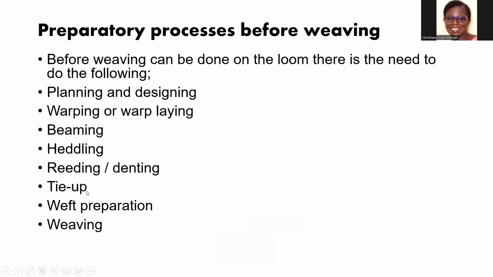After tying up, the loom is ready for weaving. So you need to prepare your weft yarns on the bobbins. Then after that, you sit and weave. So these are the 8 preparatory processes that we're supposed to go through before weaving can be done on the loom.